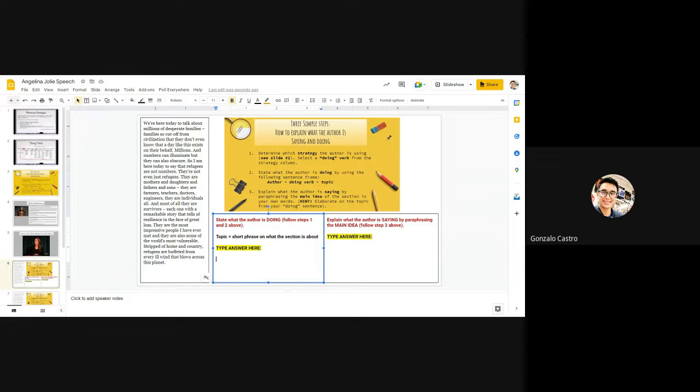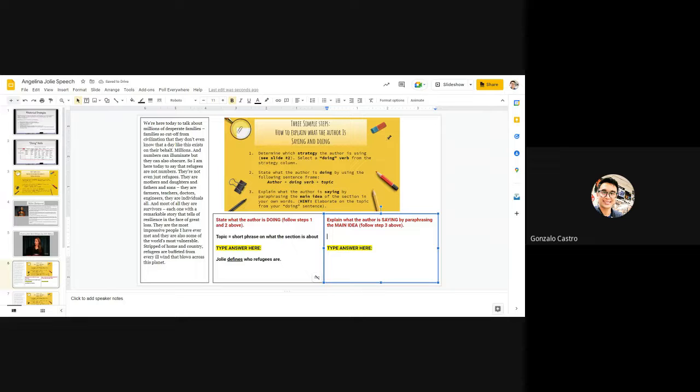The author's name is Angelina Jolie, but I'll go ahead and type her last name and I'll remove the highlighting. So Jolie, for the doing verb, I picked defines. And what is she defining? Well, she's really defining who refugees are. So Jolie defines who refugees are. So now we have our doing statement. Next, we need our saying sentence.